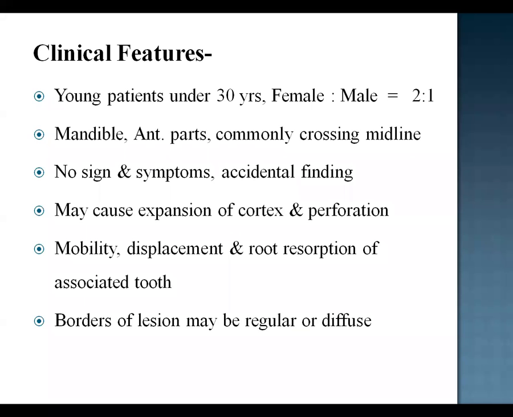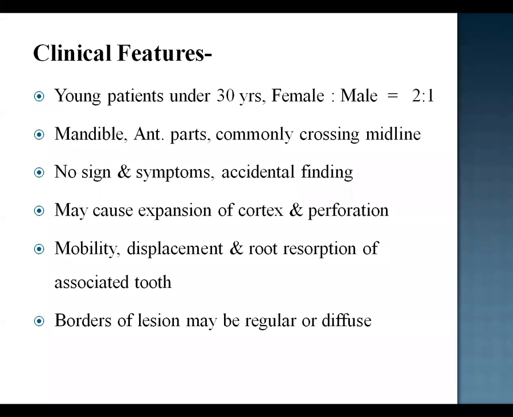Female to male ratio is 2:1. Mandible anterior parts commonly crossing the midline. This is the significant finding of the central giant cell granuloma, that is, it occurs in the mandible and mainly the anterior part, which crosses the midline.